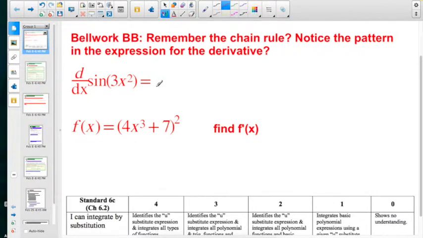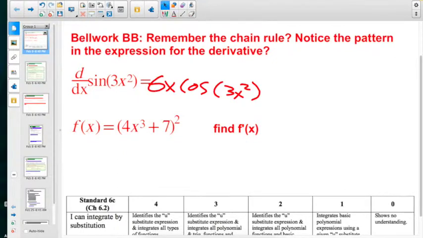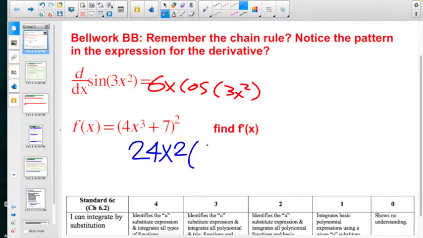Okay, so we've got a chain rule. The first problem has an outside function of sine, so we take the derivative of that, and an inside function of 3x squared, so we take the derivative of that. So that's what Ryan has done. Took the outside function, cosine, made the cosine, and then he took the derivative of the inside, which is 6x.